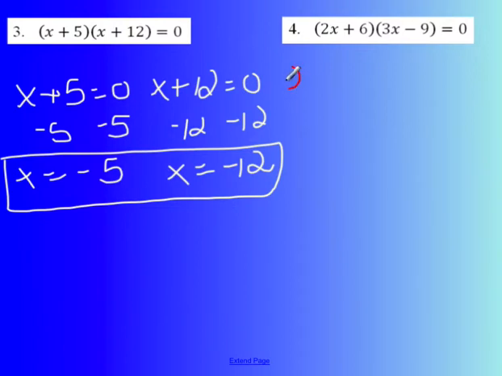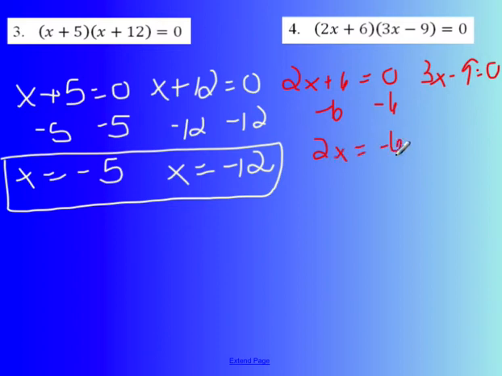So again, for number 4, we're going to set each of those factors equal to 0. Now this is going to be the same thing, it's just a multi-step equation. So first thing I'm going to do here is subtract 6 from both sides. So then I get 2x is equal to negative 6. Then I'm going to divide both sides by 2 since that x is being multiplied by the 2. And then we get that x is equal to negative 6 divided by 2, which is negative 3.